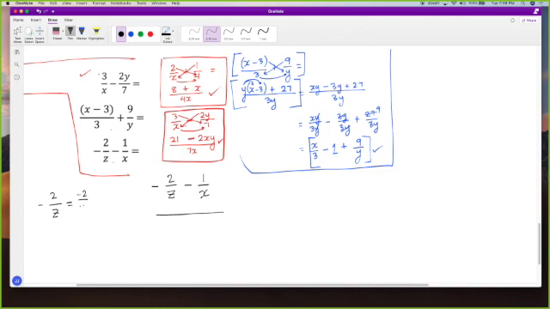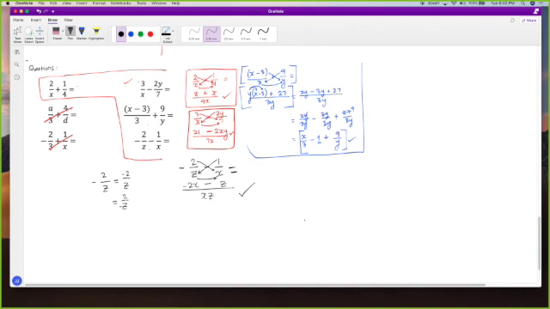You could take the 2 to be negative, or you could take the z to be negative. And to me, I would always take the numerator to be negative. So now I don't have to worry about negatives in my denominators, right? So x times z is xz. Then I have negative 2 times x is negative 2x minus 1 times z is z. This is your final.